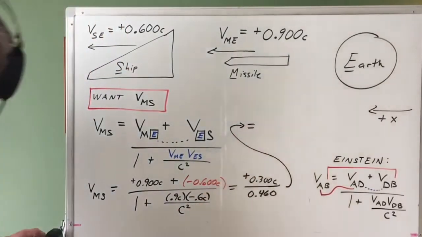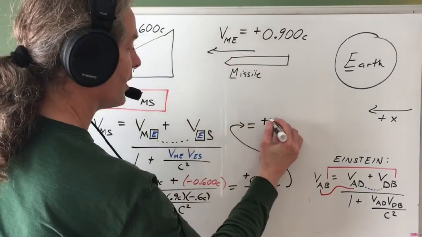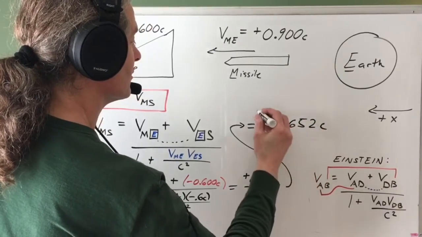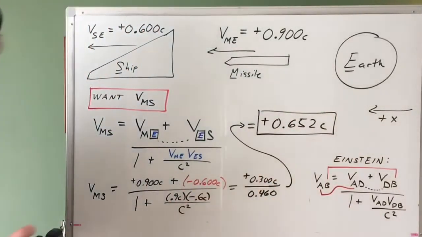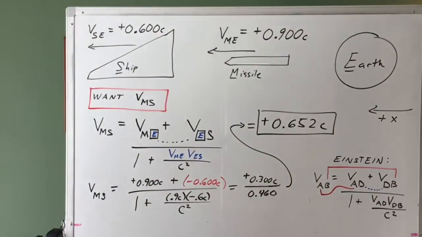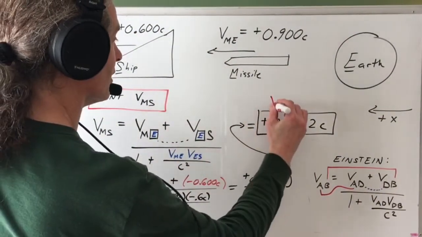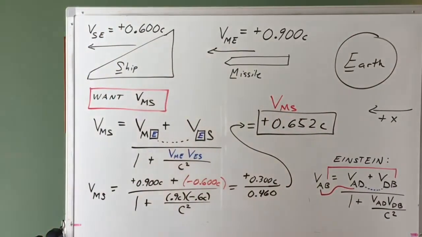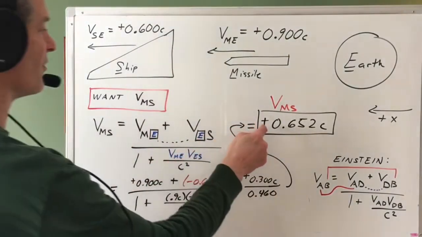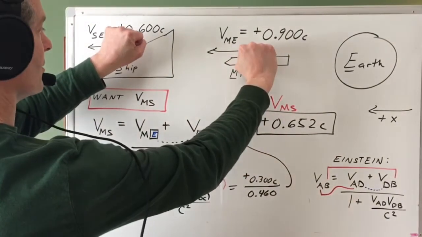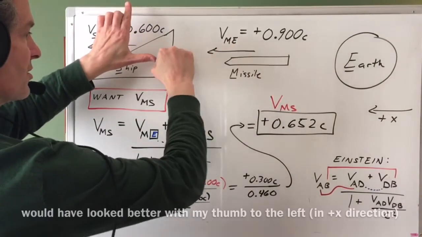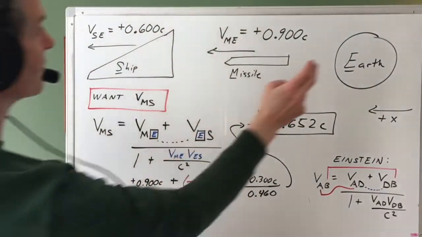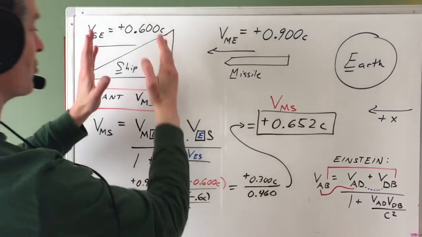And so I can work that answer out. That's going to equal positive 0.652 c. And that, just to make sure I've got it written down, is the velocity of the missile relative to the ship. All right, let's check. Does that make sense? We have a positive answer. That means relative to the ship, the missile's got to be closing in this way, moving to the left, because left is our positive x direction, and that's what we expected, because relative to the Earth, the missile is moving faster than the ship, so it should be closing in.